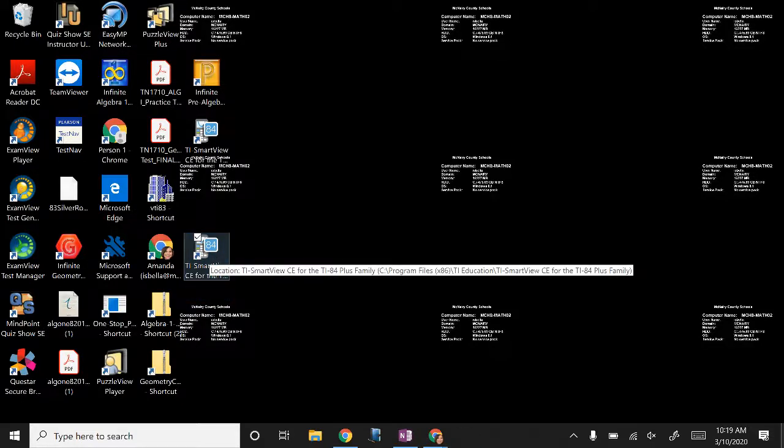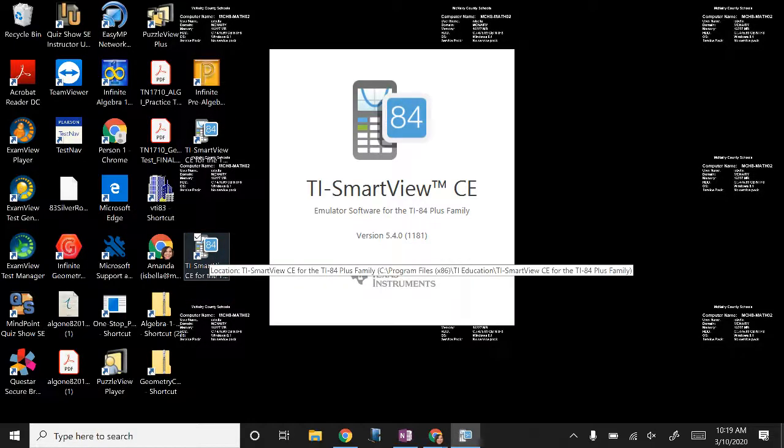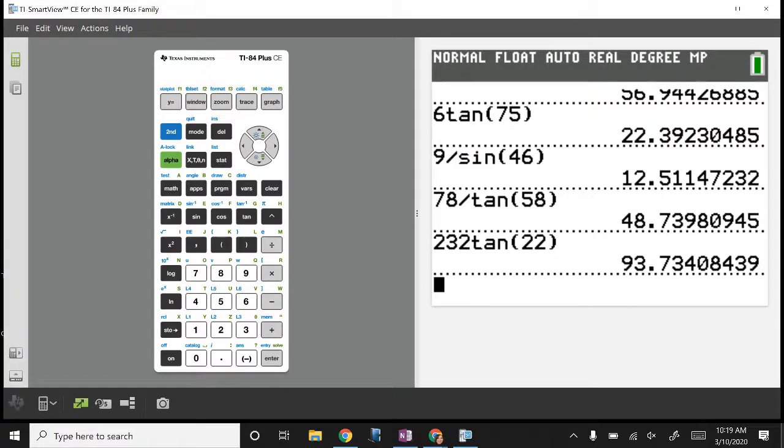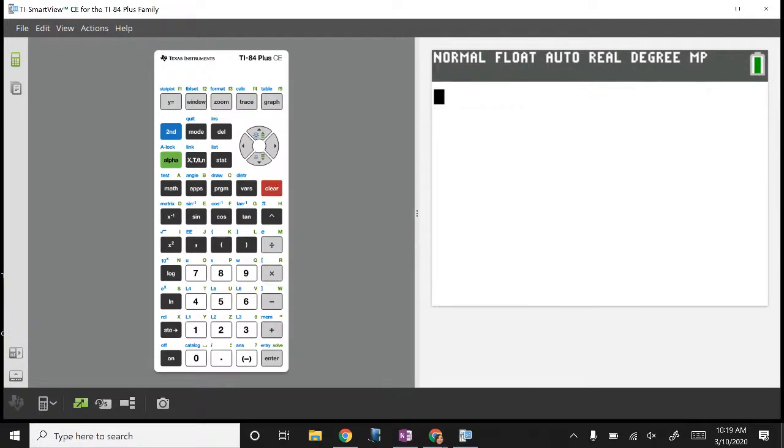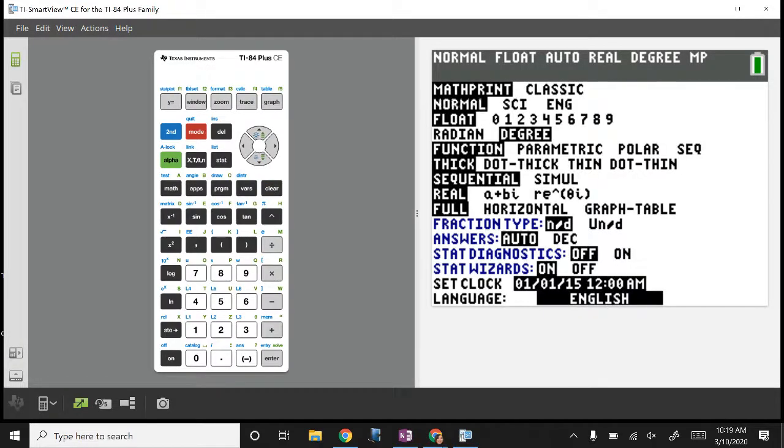Make sure we're in degree mode. Yes, that's important. So when mine wakes up, that's the first thing I'm going to do: check the mode and clear it because there's a bunch of junk in there. Mode, degree. All right, second quit, go back home.